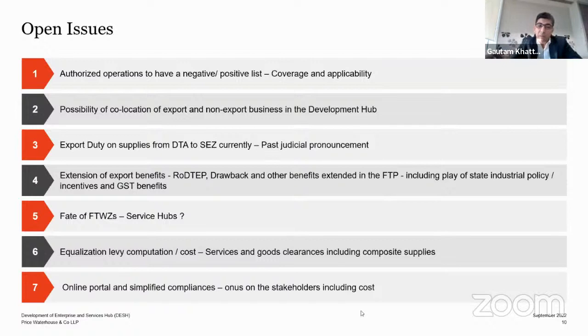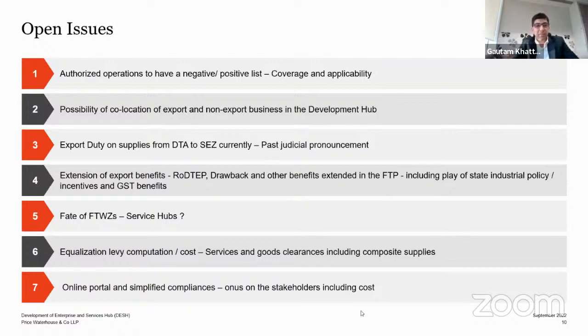Equalization levy: I mentioned the first draft bill had this concept of equalization levy, which was an overall deterrent because it was against the main concept of the DESH bill to allow greater access to the domestic market. We understand that this equalization levy is no longer part of the bill which is being put forward. We'll have to wait and watch. However, if this comes in again, it will put the entire DESH bill and the concept of DESH under a red light again, whether it would see a future or not.